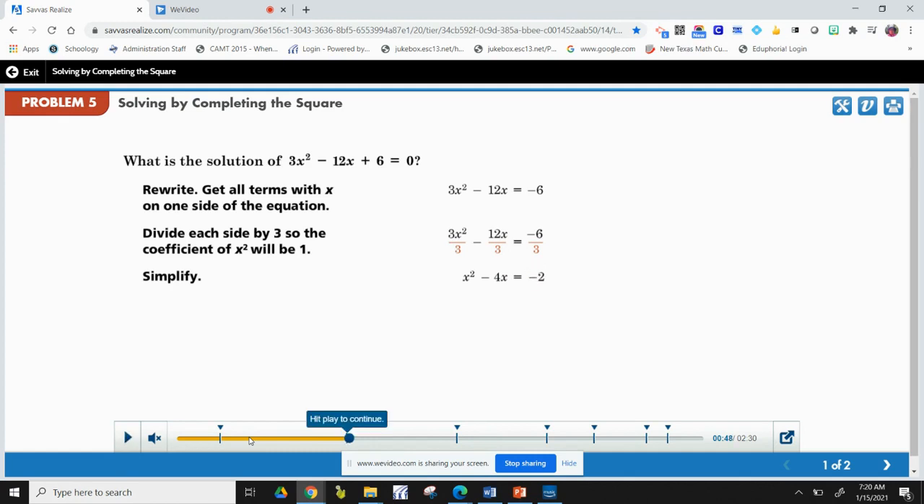Okay, the next thing now we're going to complete the square. Do you remember yesterday we took the middle number and divided by 2 and squared it? We did b over 2 squared. Our b is negative 4. Negative 4 divided by 2 is negative 2. Negative 2 squared is 4. Now we're going to add that to both sides of the equation.